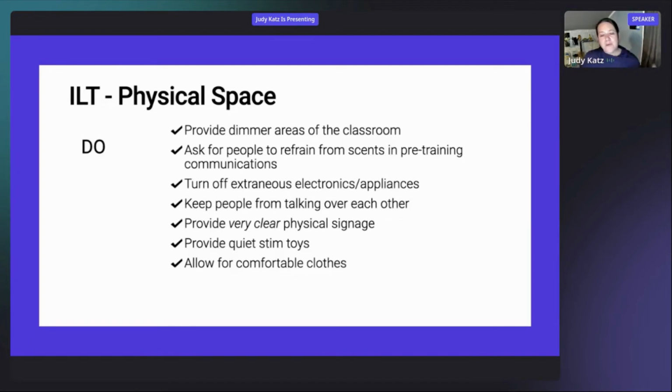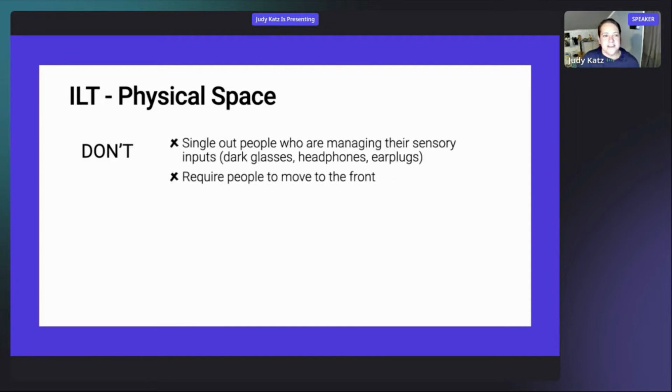And then also allow for comfortable clothes. Where it's possible, see if you can bring down the requirements for fancy dress, because physical comfort is a very important thing, again, in terms of eliminating distractions. I feel like since the pandemic, and since a lot of us have seen each other in t-shirts or pajamas over Zoom day to day, this is kind of easing up.